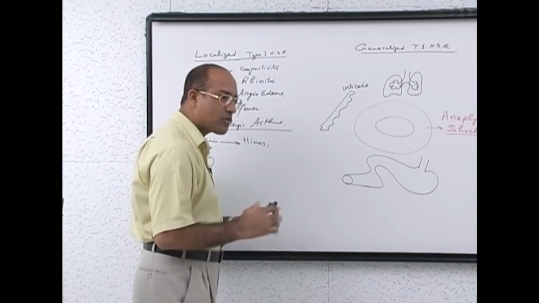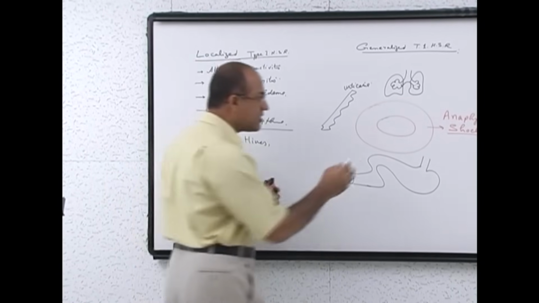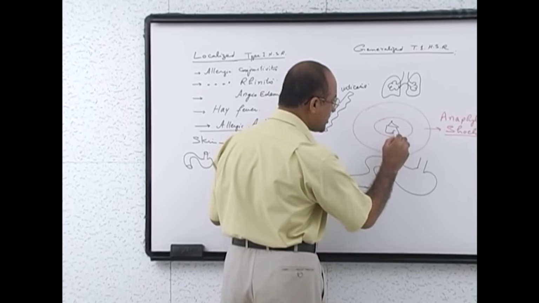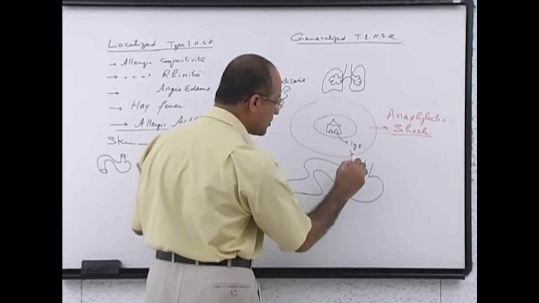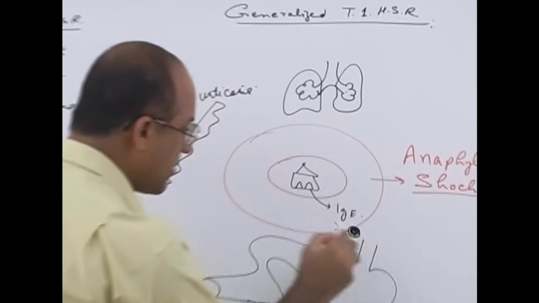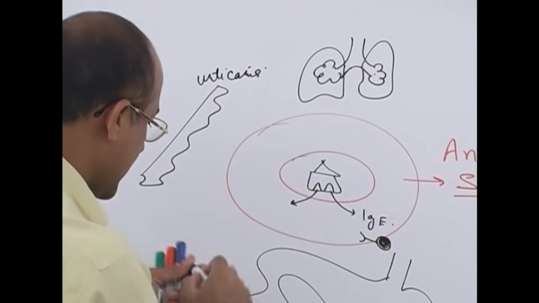So if the patient's circulation becomes very rich in IgG, this is the immune headquarter, and previously it was through this door that it was making IgE, which is loaded on the mast cell, and here it is making IgG.